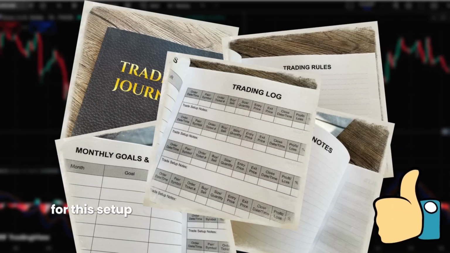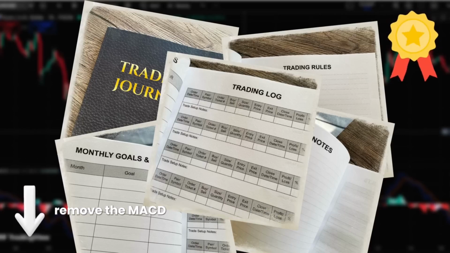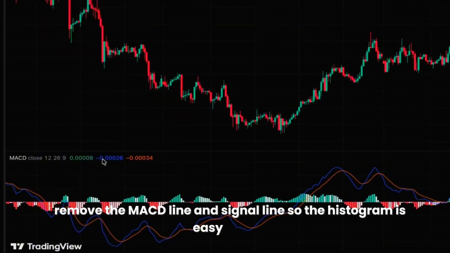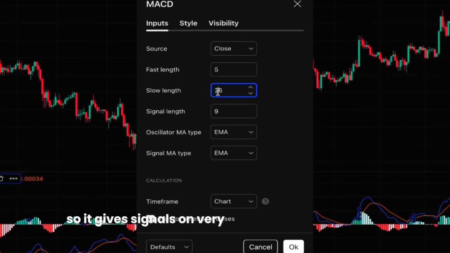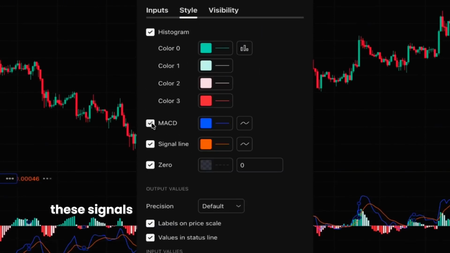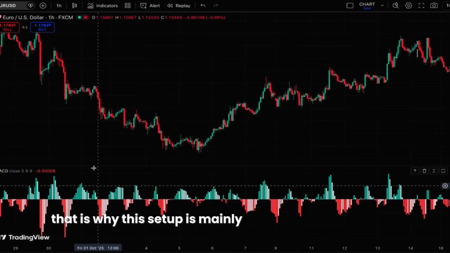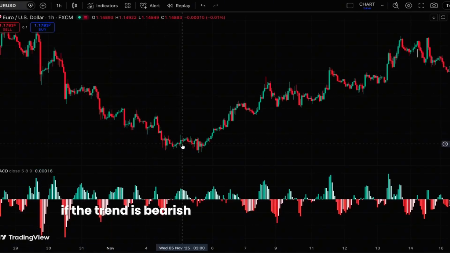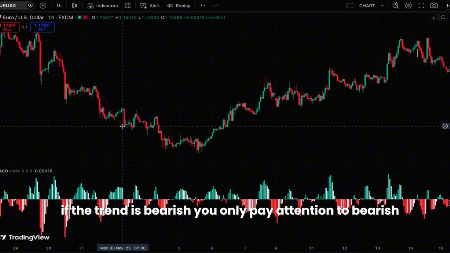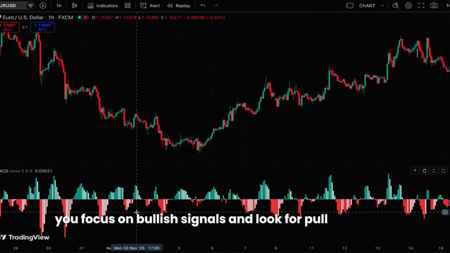For this setup, set the fast length to 5 and the slow length to 8. Again, remove the MACD line and signal line so the histogram is easy to read. This is the most responsive version, so it gives signals on very small momentum changes. These signals can appear often, and many of them are only noise. That is why this setup is mainly used for trade entry timing, not for standalone decisions. If the trend is bearish, you only pay attention to bearish signals and look for pullback entries. If the trend is bullish, you focus on bullish signals and look for pullback entries.